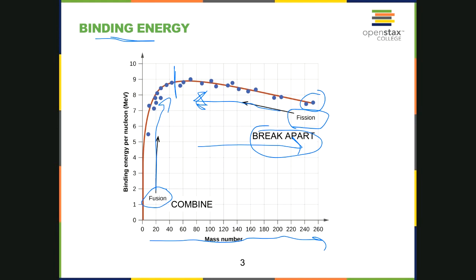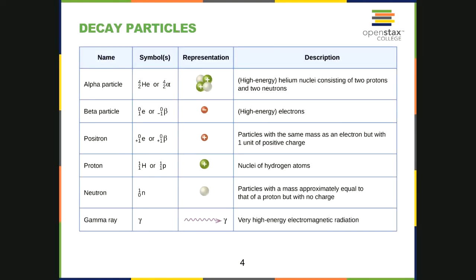Okay, so this next slide shows you the various particles that you can have when you have an unstable isotope and it is decaying. The first one we see here is an alpha particle, and it is either this isotope of helium, where you have a mass of 4, so you've got 2 protons and 2 neutrons, or sometimes they'll write it this way, where they'll use an alpha symbol with the 4 over 2.